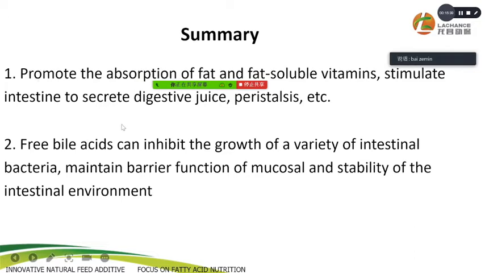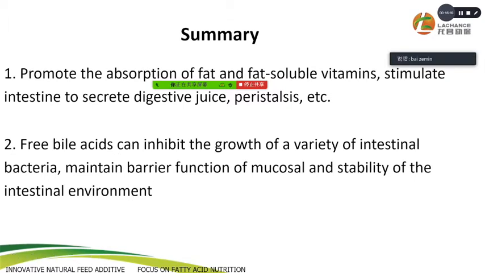Of course, bile acid can promote the absorption of fat and fat-soluble vitamins, and stimulate the intestine to secrete digestive juice and peristalsis, and so on. And second is free bile acid. Free bile acid can inhibit the growth of intestinal bacteria, maintain the barrier function of mucosa and the stability of the intestinal environment. As we all know, most drugs cannot get across the blood-brain barrier, but bile acid can.